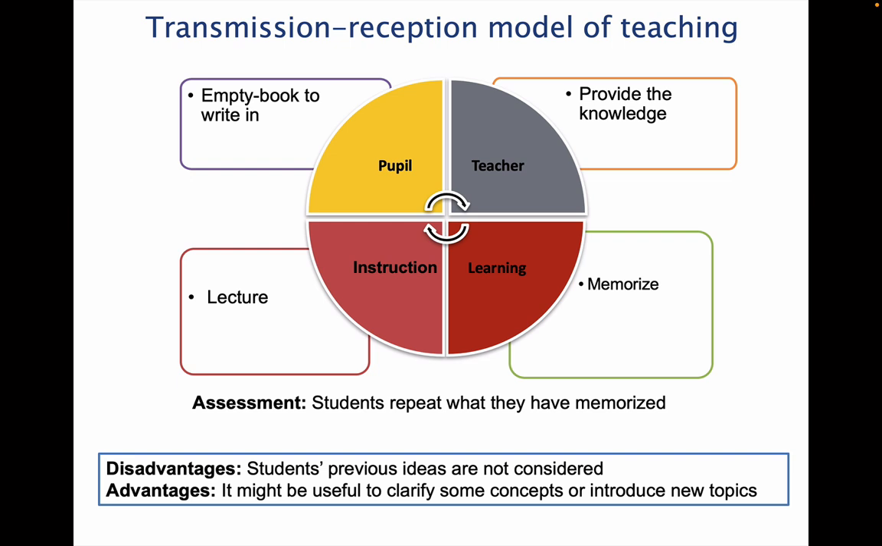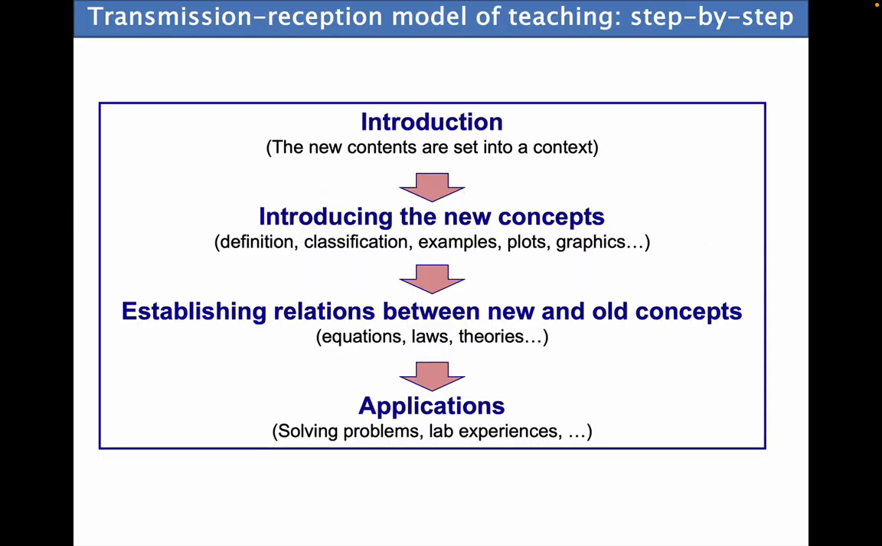Students learn this knowledge through instruction, and basically the knowledge is based on memorizing. As we know, this is not a very proper way to teach science because it relies on memorizing, but it is still in use. For instance, we introduce some concepts, making definitions, classifications, examples. We establish relations between the new and old concepts, and students learn those concepts, and maybe we make some application through problems and activities to apply these concepts. But basically it's based on memorization.